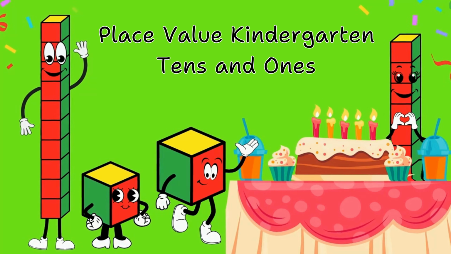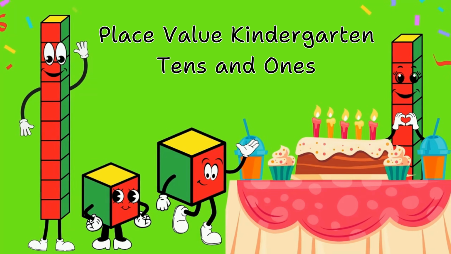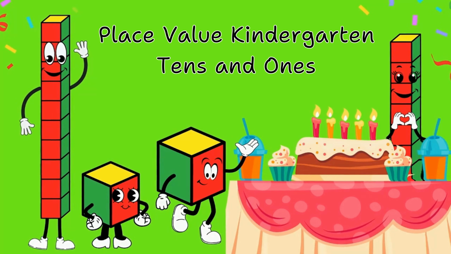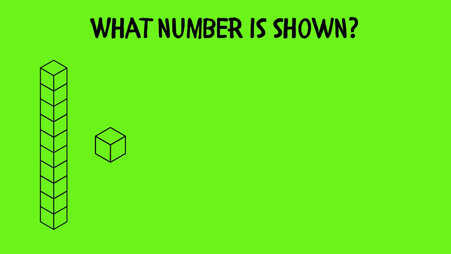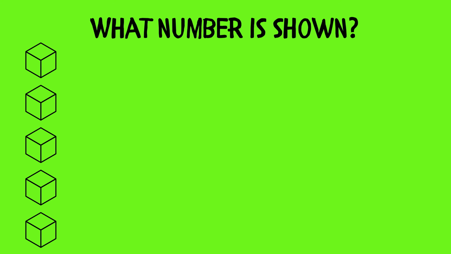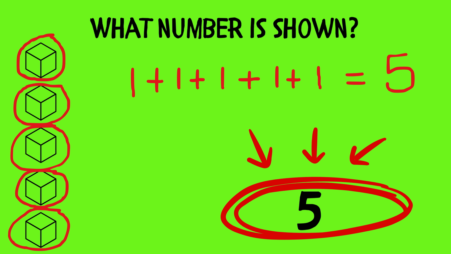Okay, friends. Now that you've met Rod and Block, let's join in the fun and learn how to write the numbers that are shown using our tens and ones. What number is shown here? Remember, whenever we see a rod, it is 10, and whenever we see a cube, it is 1. So 10 plus 1 equals 11. What number is shown here? Remember, whenever we see a cube, it is 1. So 1 plus 1 plus 1 plus 1 plus 1 equals 5.